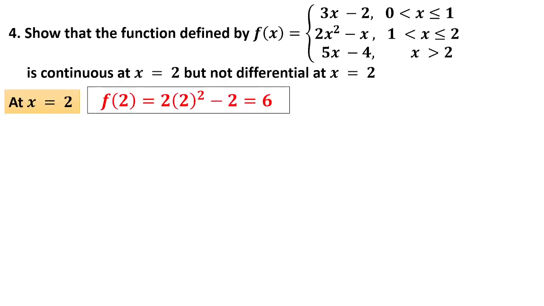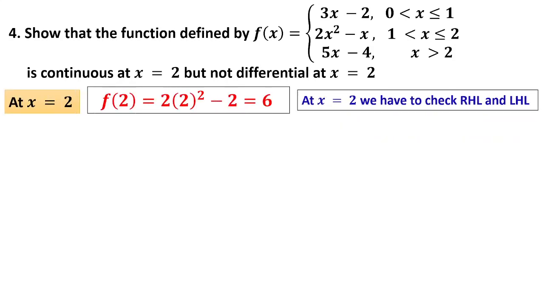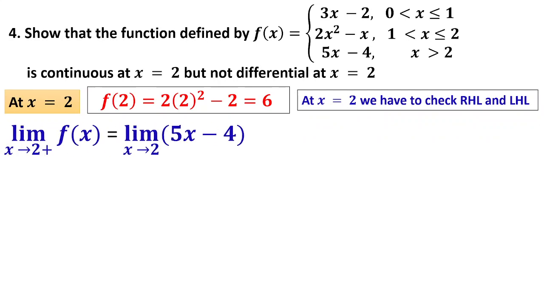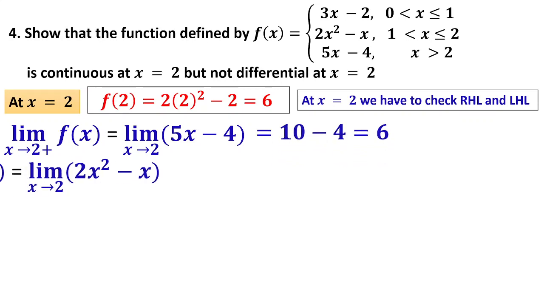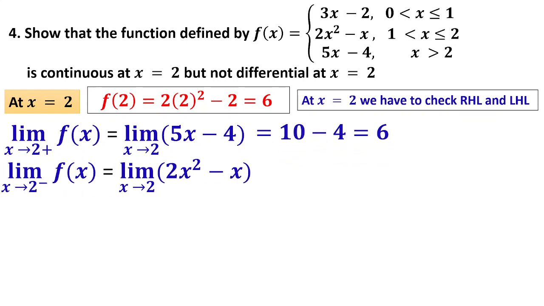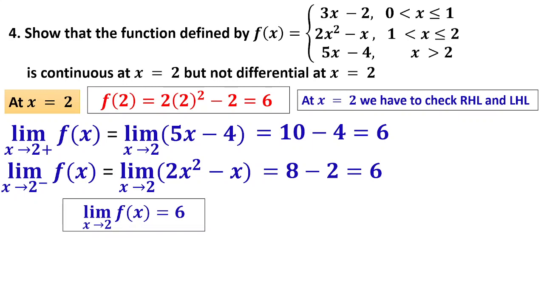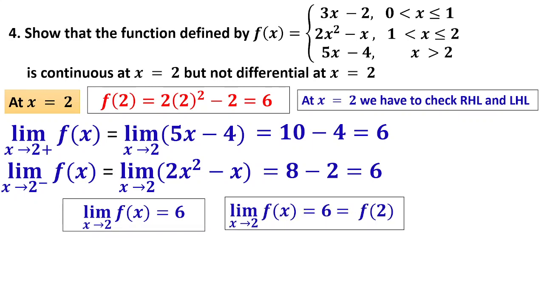At x is equal to 2, f of 2 is 6. At x is equal to 2, we have to check RHL and LHL. Therefore, x greater than 2 is to be considered. Therefore, 5x minus 4 to be taken. Therefore, the answer is 6. x goes to 2 minus, therefore, less than 2 to be taken. Therefore, 2x squared minus x is taken. It is also coming as 6, where limit x goes to 2, f of x is 6. It is the same as f of 2.